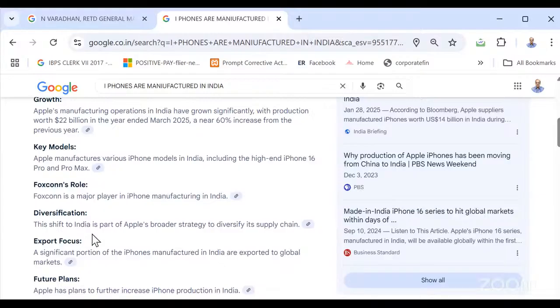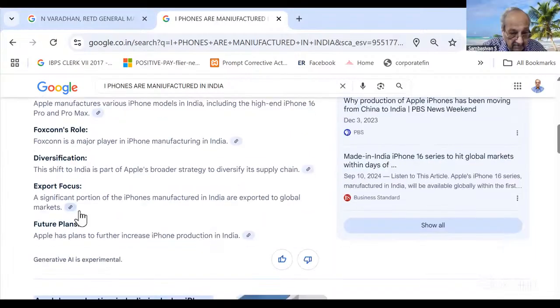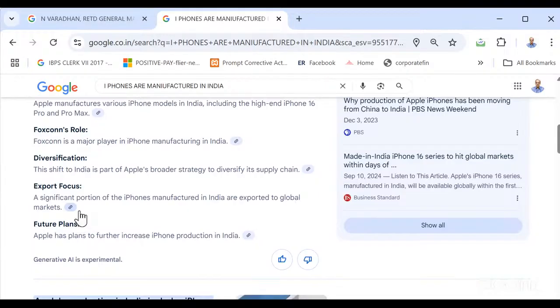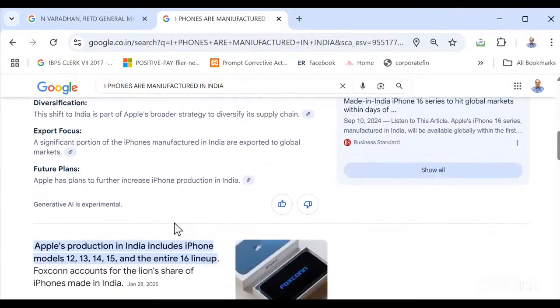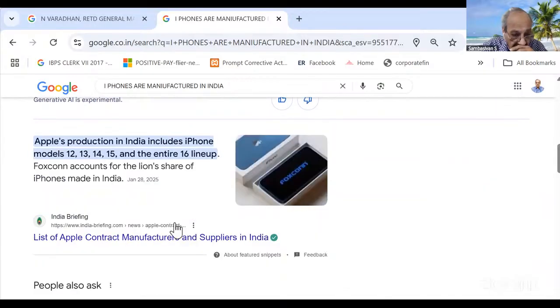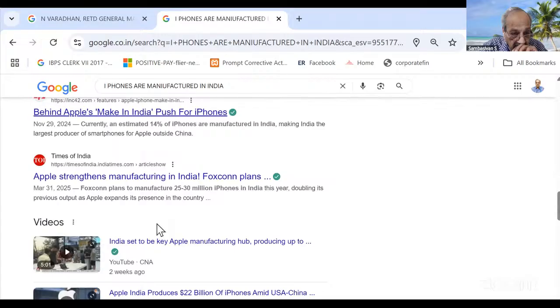Diversification: the shift to India is a part of Apple's broader strategy to diversify its supply chain. Export focus: a significant portion of the iPhones manufactured in India are exported to global markets. Future plans: Apple has plans to further increase its iPhone production in India. But they have not answered my question where it is being manufactured. One place I know is Foxconn. Acha, we can search like this.